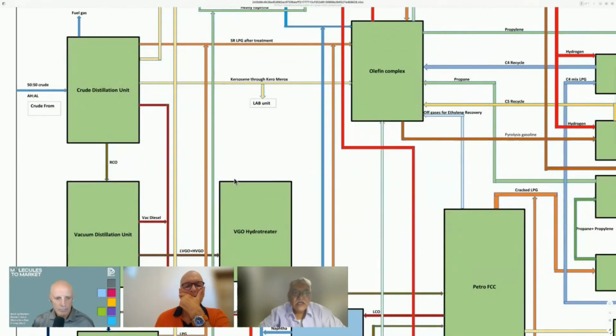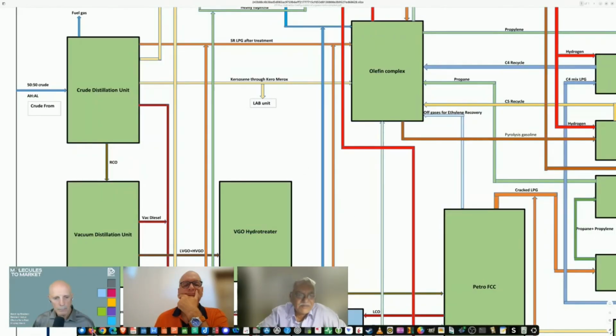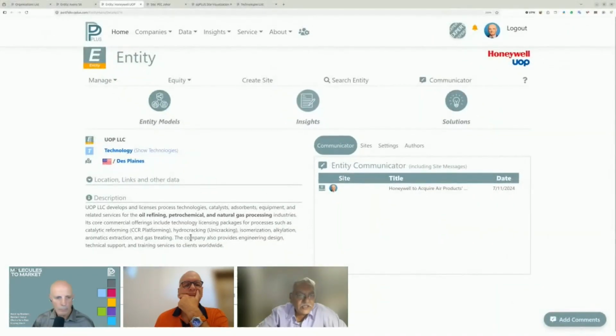Good. So if you look at crude and vacuum distillation, these are not technology units. These are open art units. Typically, they are designed by consultants. UOP does not do CDU/VDU design. But UOP has an arrangement with PCS. So if you retain UOP as a managing licensor, it is a given that the crude and vacuum distillation will come from PCS.